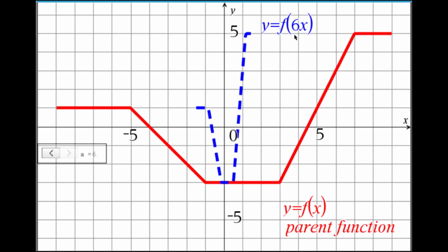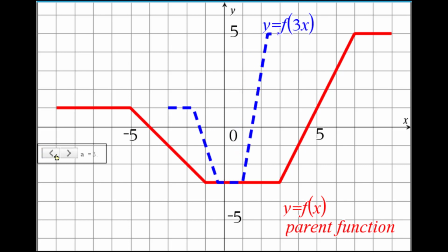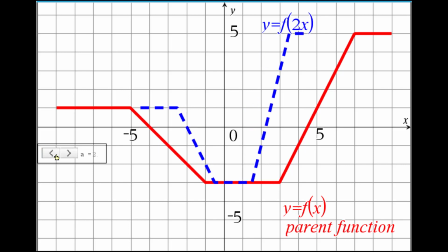Now let's reverse the order. Let's have the coefficient decrease from 6 to 5 to 4. And notice what's happening to the graph. Look for patterns.